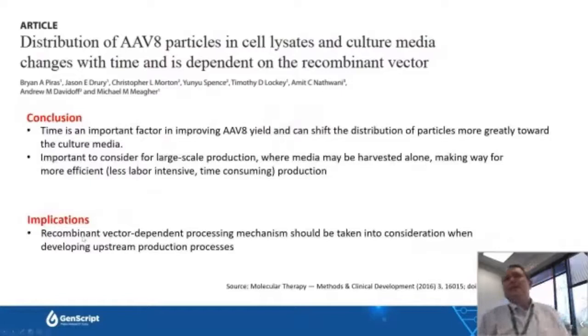The conclusion is that time is an important factor in improving AAV8 yield and can shift the distribution of particles more greatly toward the culture media. It's important to consider for large-scale production where the medium may be harvested alone, making way for more efficient, less labor-intensive, and time-consuming production. The implications here very strongly implicate that the recombinant vector-dependent processing mechanisms are taken into consideration, and GenScript is positioning itself to look at both of these measures.